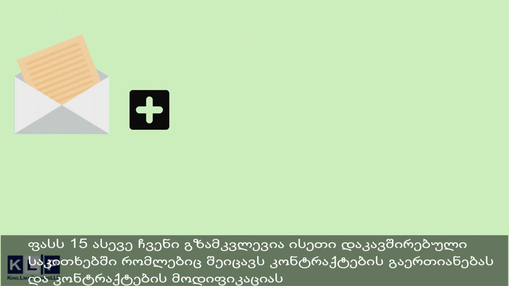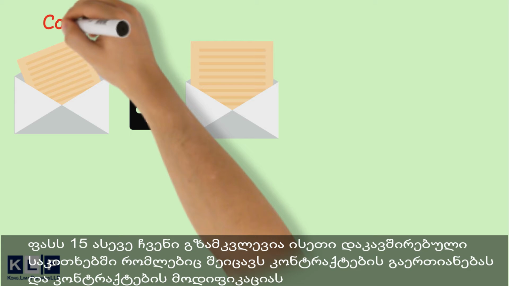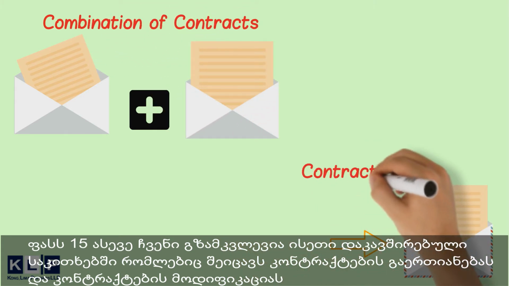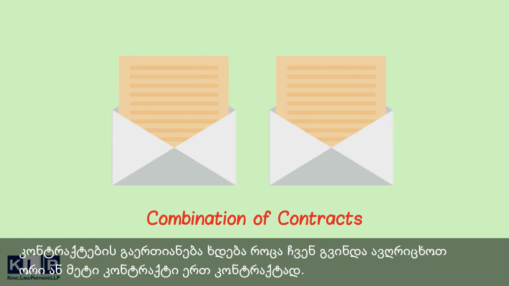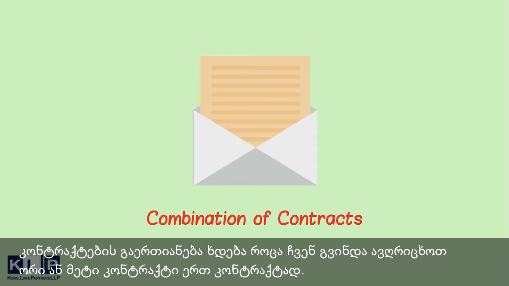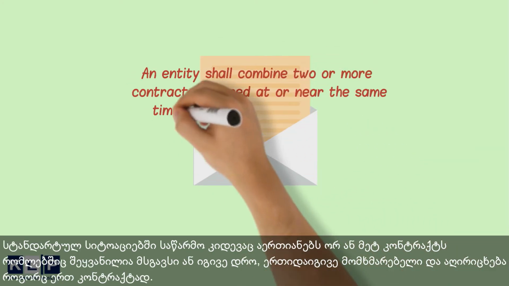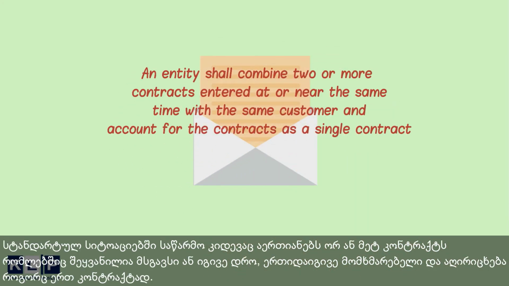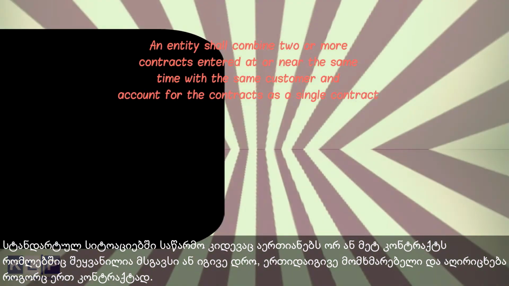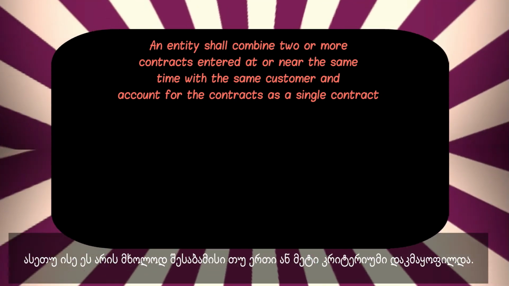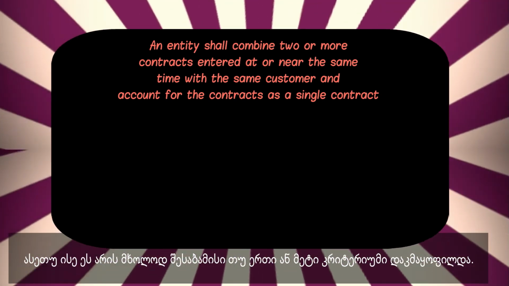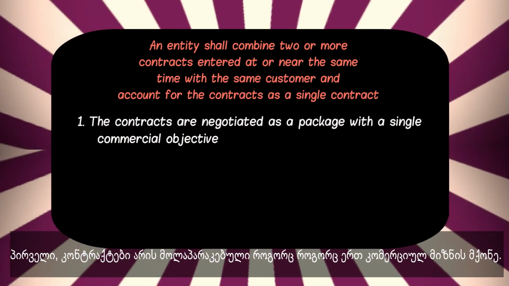IFRS 15 also guides us on other related topics, including combination of contracts and contract modifications. Combination of contracts happens when you need to account for 2 or more contracts as one contract, and the standard states that an entity shall combine 2 or more contracts entered at or near the same time with the same customer and account for the contracts as a single contract. However, this is only applicable if 1 or more criteria are met.